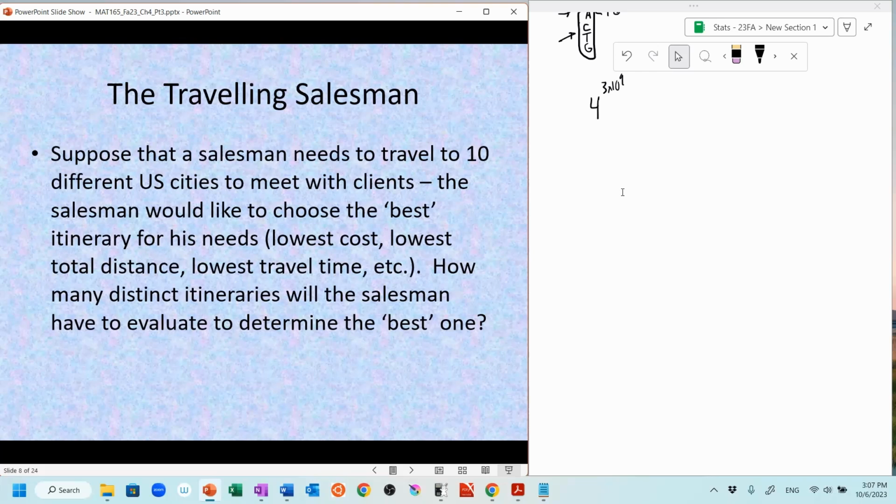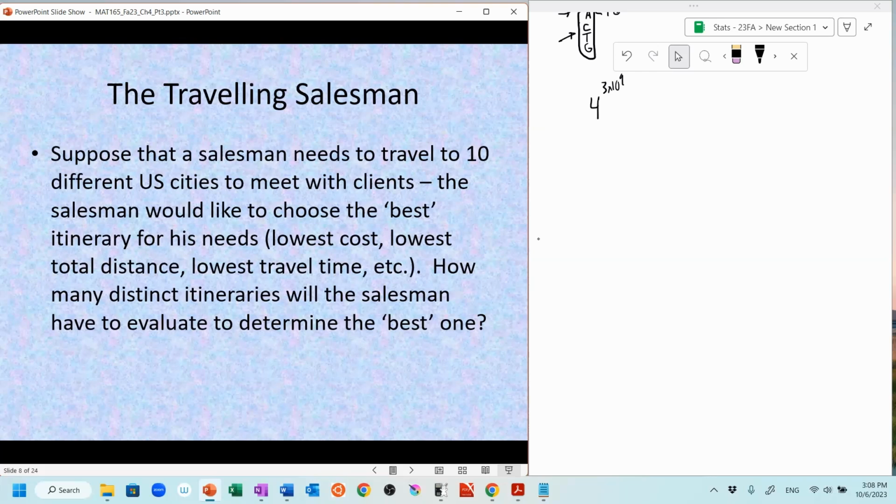And the salesman would like to choose the best itinerary for his needs, in some context maybe the lowest cost or the shortest travel time, something like that. So the salesman would like to take each possible itinerary, review it, see what the cost would be, and then pick the one with the lowest cost. How many itineraries does the salesman have to review in order to find the best one?